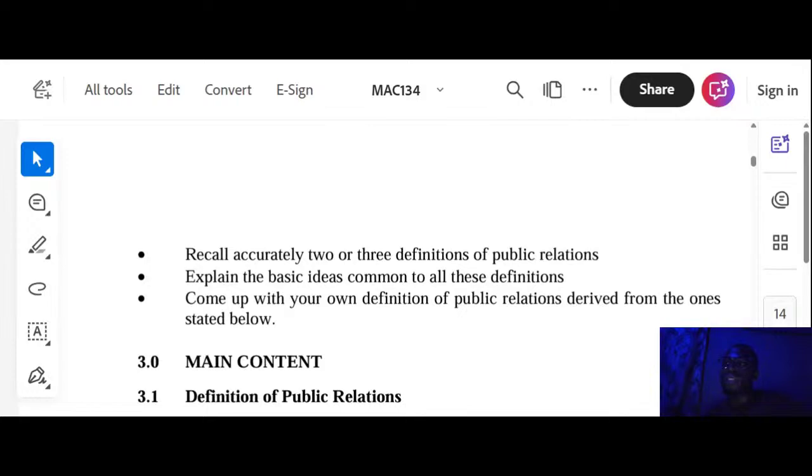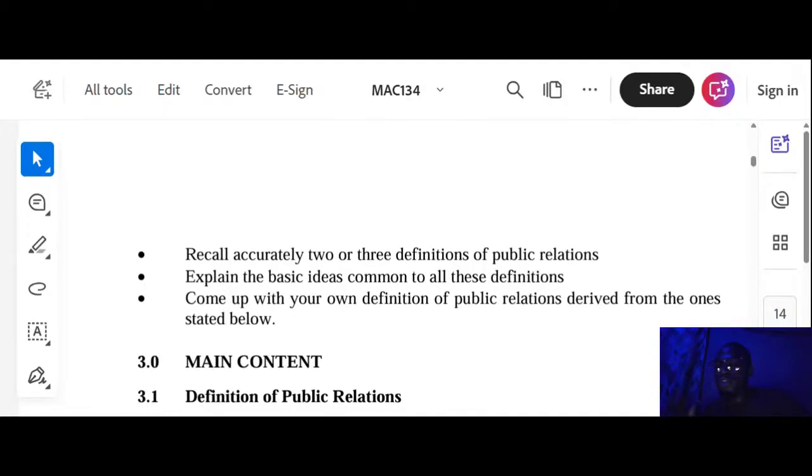In other words, they will give us several definitions by different people, but you should at least be able to remember, recall three of them. So if we have like 10 definitions, they're expecting that if you don't know all, know three. Then you should be able to explain the basic ideas common to all these definitions.